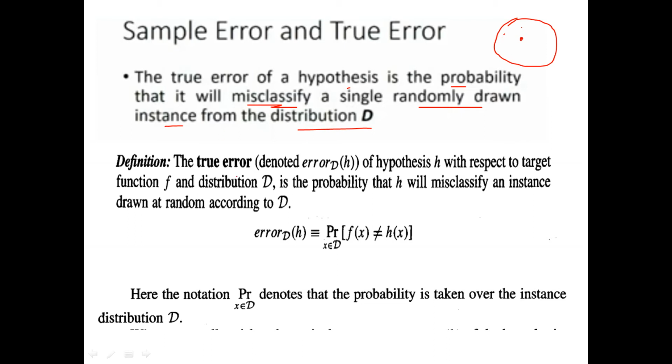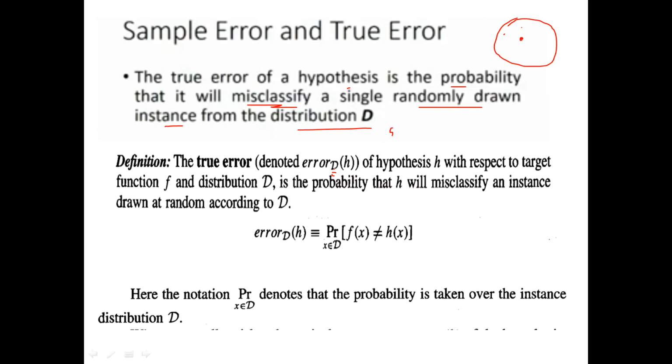So now you are going to define the true error. This true error is denoted by error subscript D, D with respect to distribution. So D means true error, and S means what? Sample error.